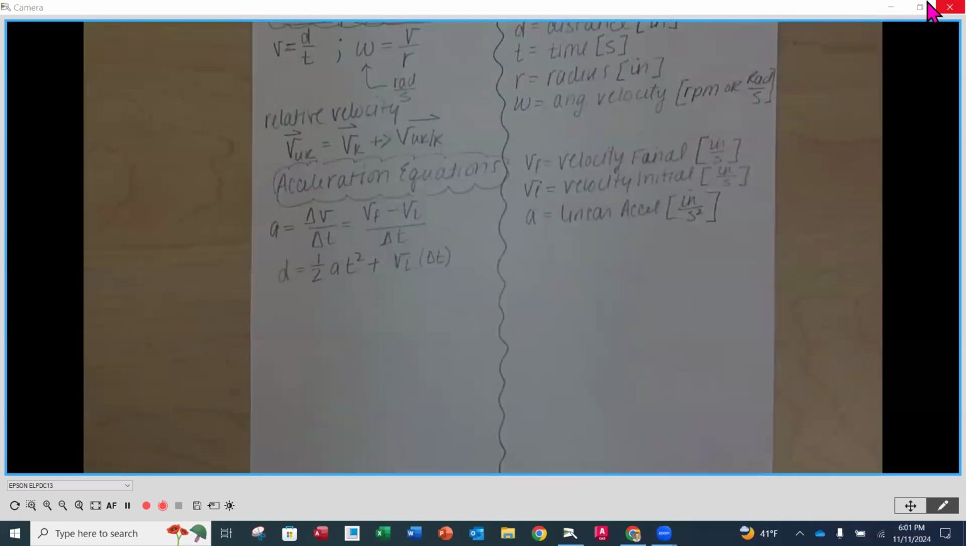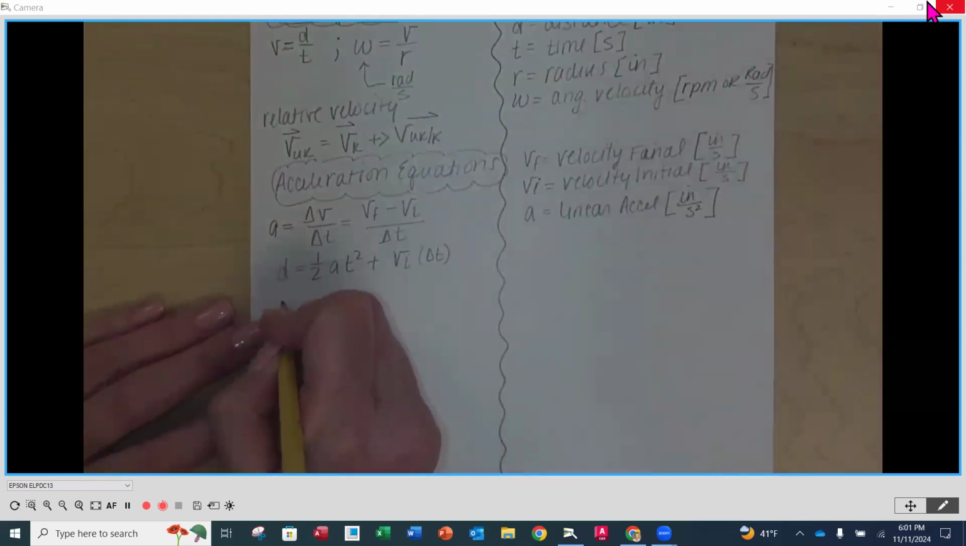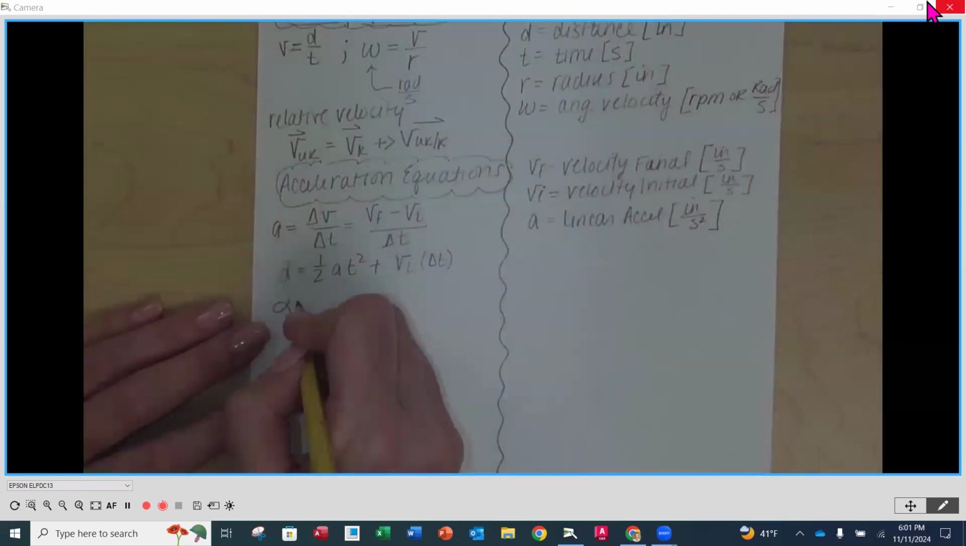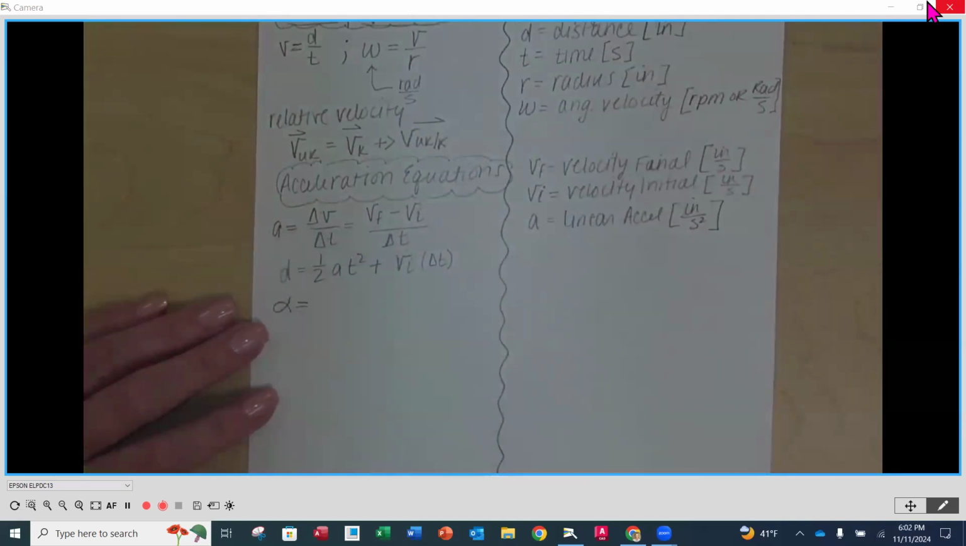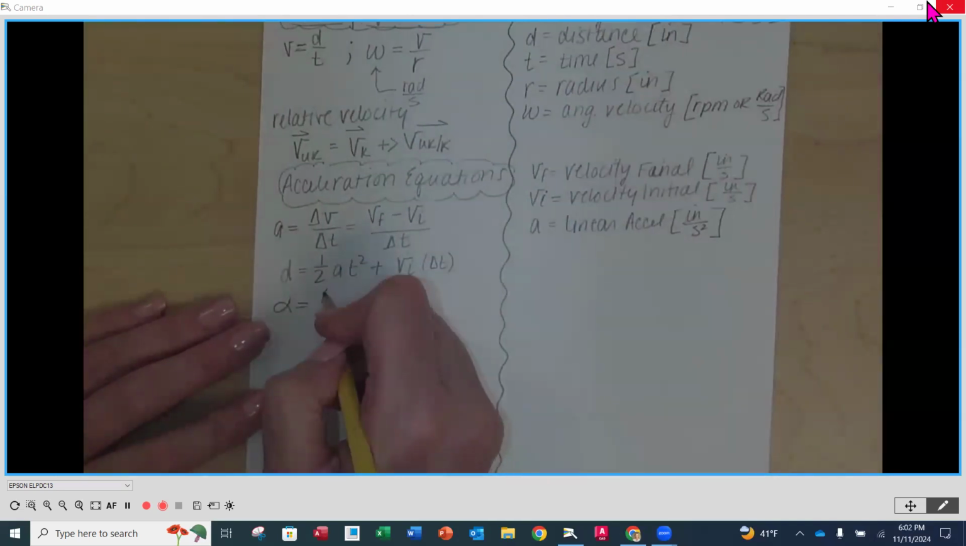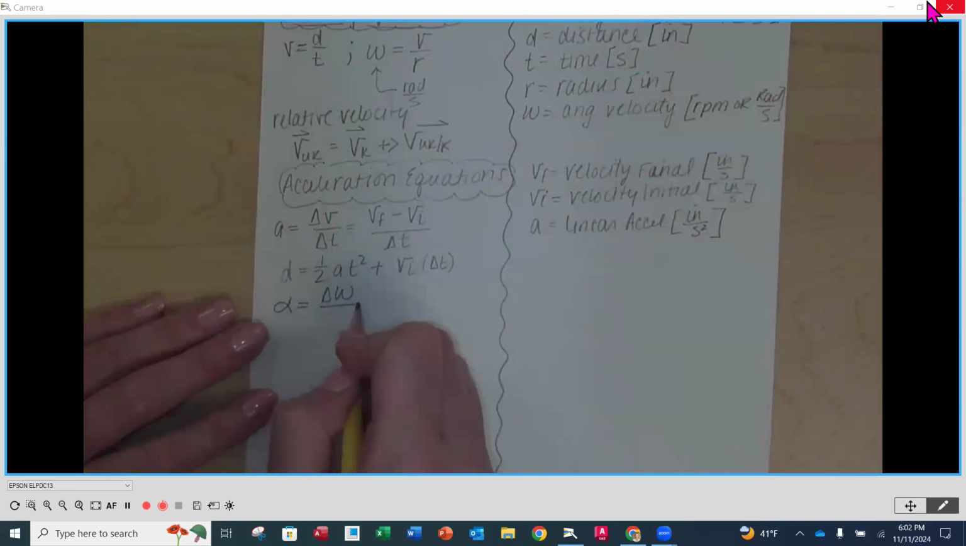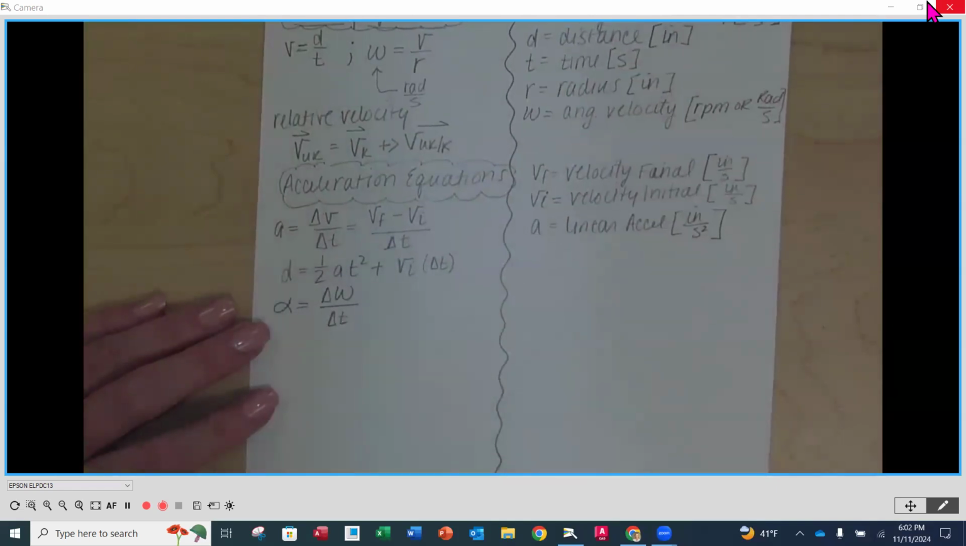Any questions so far? Makes sense? And again, we're just trying to get everything in the same place so we're not paging all the time when we're trying to figure out what we're going to use. So the next one's going to be angular acceleration. Okay, so it's going to be alpha. It's equal to the change in angular velocity divided by the change in time.